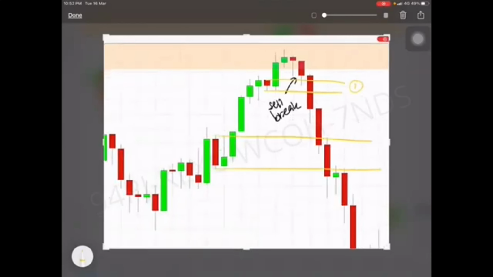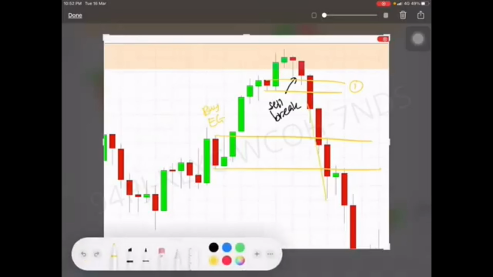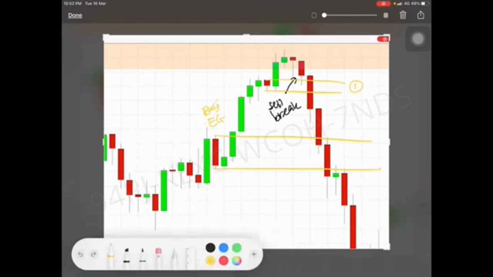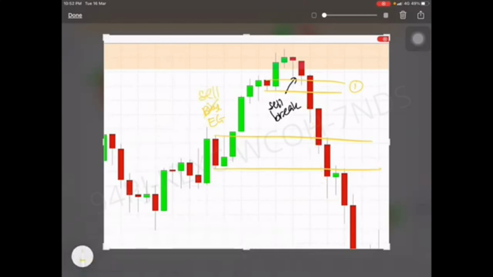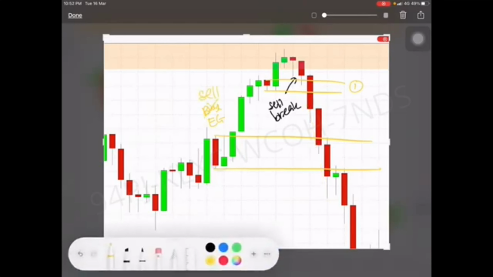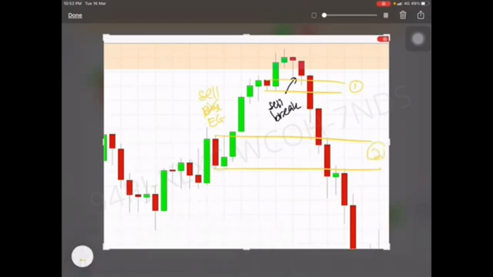At first, this is for buy, right? This is EG buy. But then price broke, and so it became for sell. Yes, that is correct. So now you have one zone and two zones. See what I told you before? It will not come back here. It will go to the nearest price.